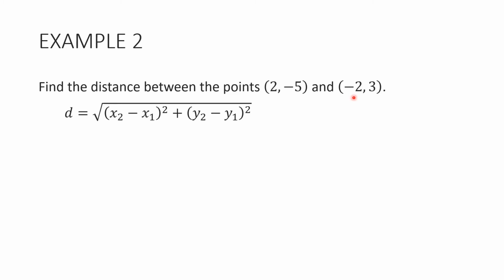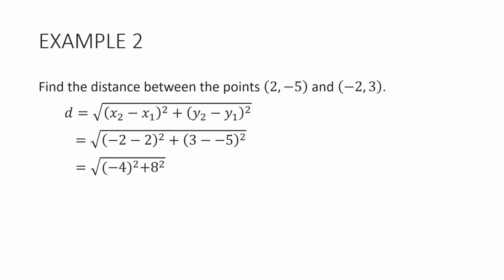Here's x2, so this is -2 take away 2, all squared, plus y2 is here, 3 take away -5. Don't forget those two minus signs in here. That makes a plus, remember. So this is -4 all squared plus 8 squared. All right, -4 all squared is 16 plus 64, which gives us a square root of 80.